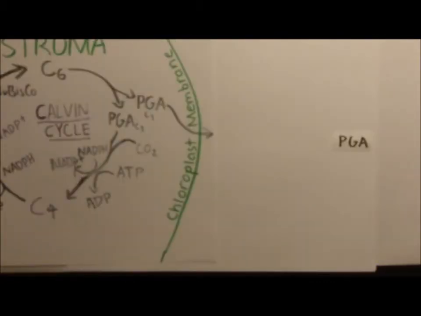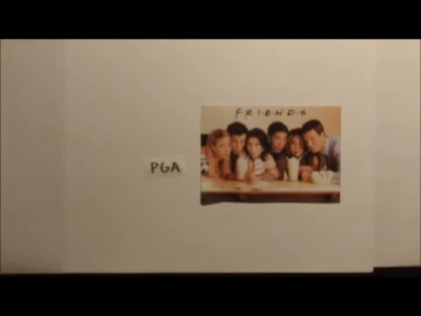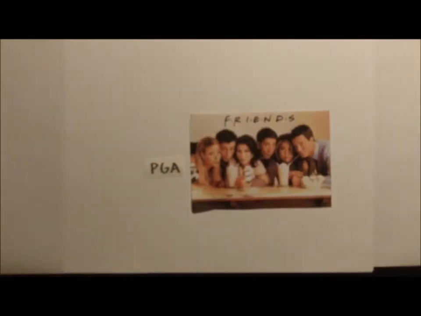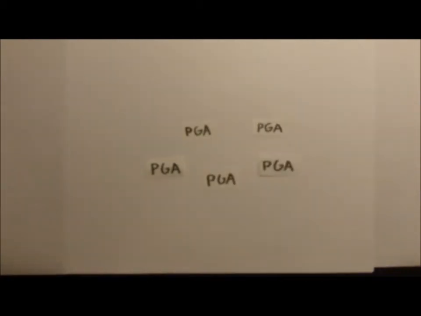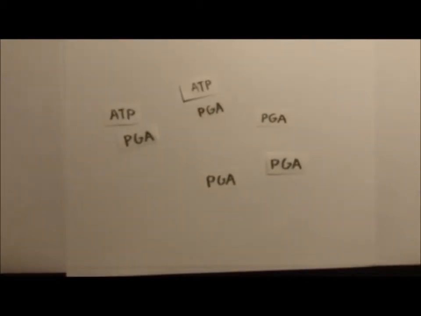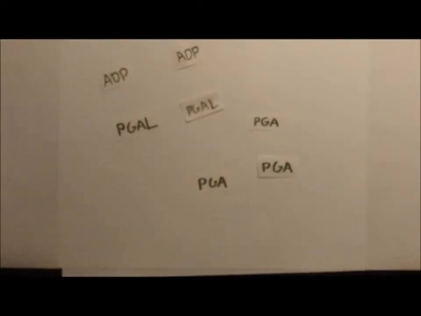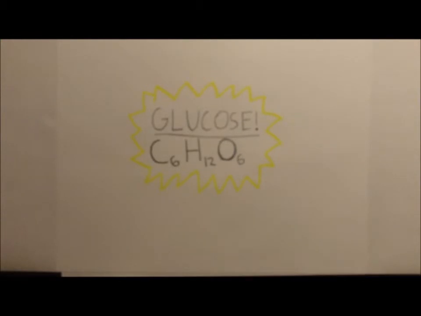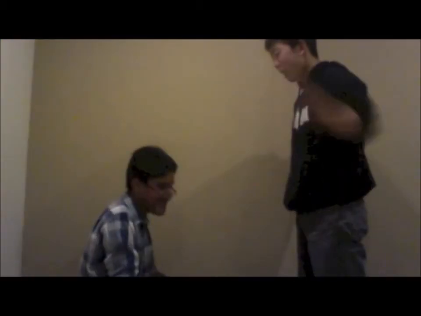Remember that lonely PGA molecule that exited the cycle? The Calvin cycle just doesn't go once, it occurs over and over again, so this little PGA molecule has friends! So the PGA molecule gets excited to the PGAL state by ATP, and then combined using an enzyme to form glucose.